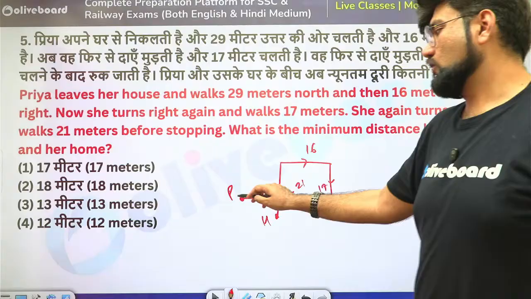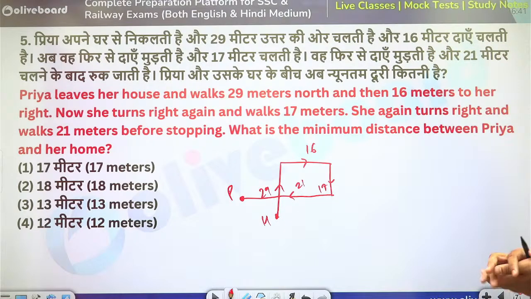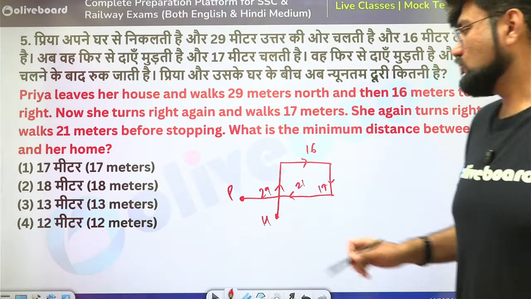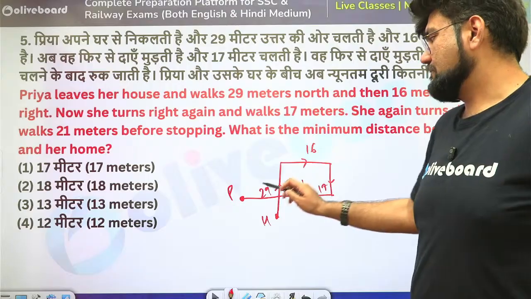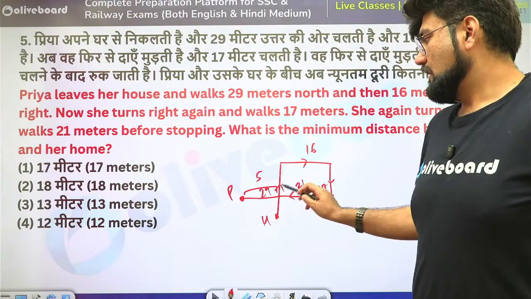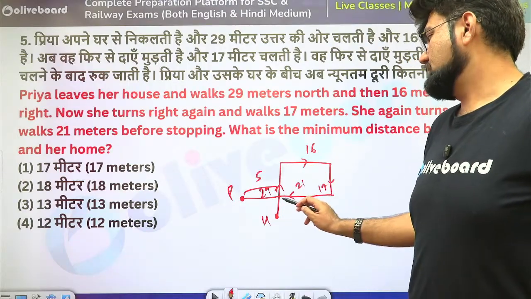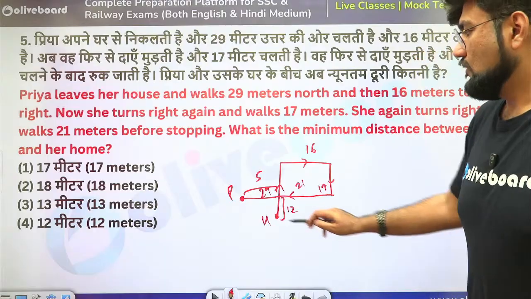This is Priya's current location, and they need to find this direction, this distance. So if this whole thing is 21 and this is 16, that means this part is 5. And if this whole thing is 29 and this is 17, that means this part is 12. We need to find this.